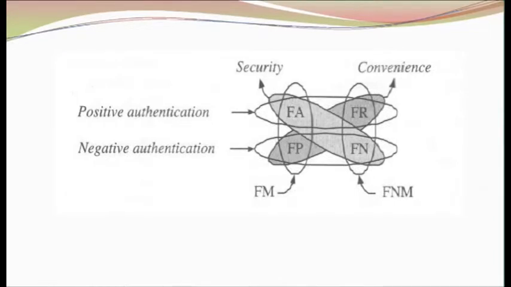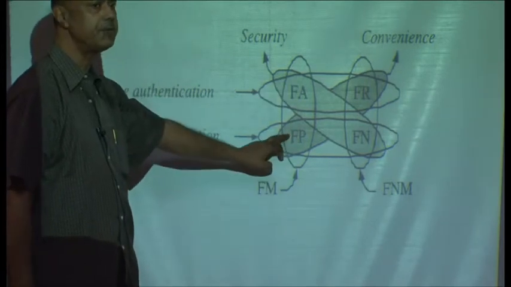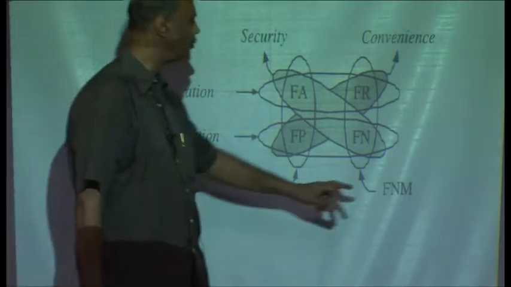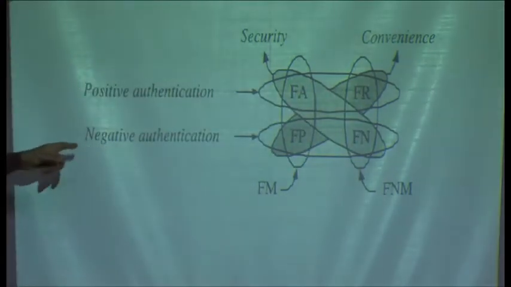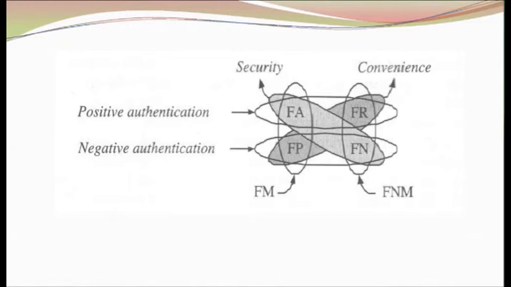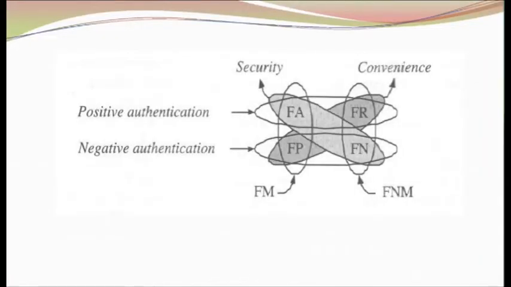Similarly, if I look at the diagram, in the case of false match, false acceptance and false positive give you the false match, and false non-match is false rejection rate in the case of positive authentication and false negative in the case of negative authentication. This diagram will explain everything I have discussed till now.